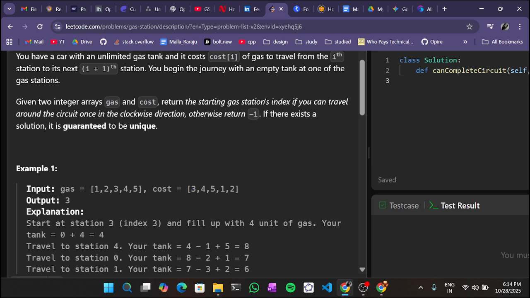We start from 2, we go to the 3, which would make 5, but -4 to move from 2 to 3. So tank is 1. And if we move to the next position, we'll have +4 -5, which would make 0. So it is ruled out.